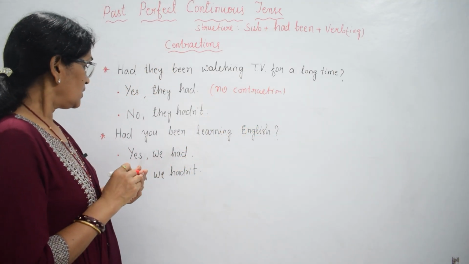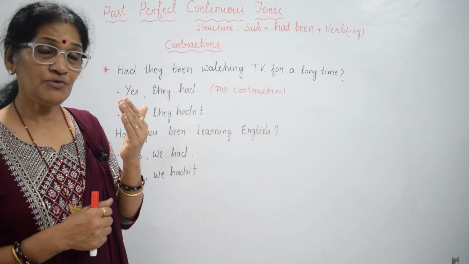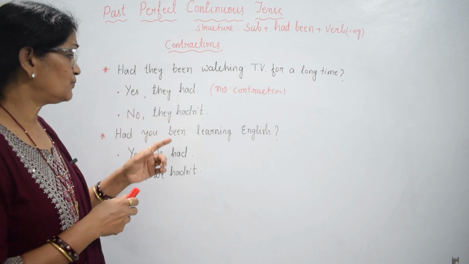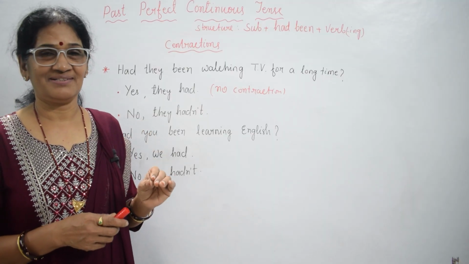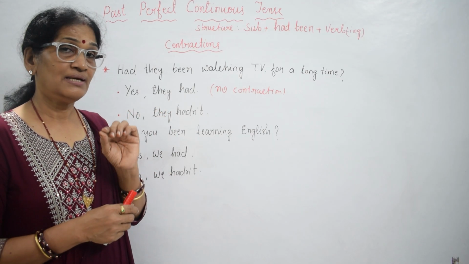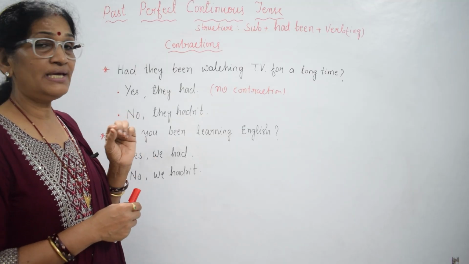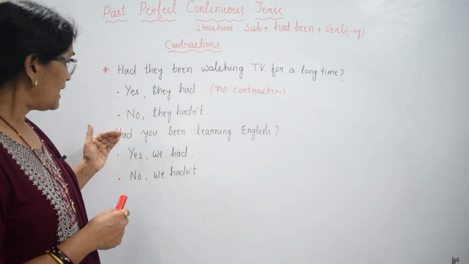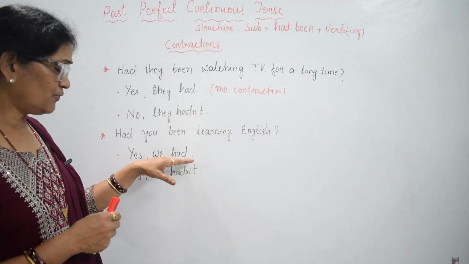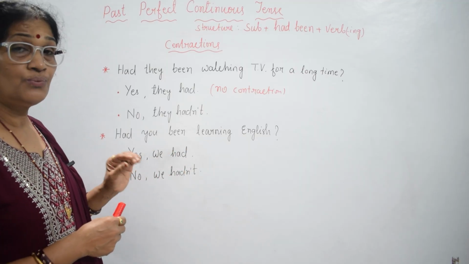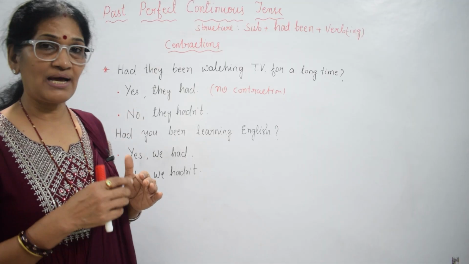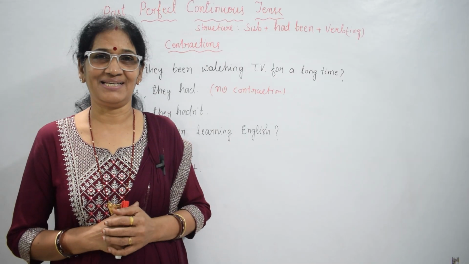Okay. If our answer is no, no, they hadn't. We can't use the full form here. That means no, they had not. This is the wrong answer. No, they hadn't. Okay. Had you been learning English? Yes, we had. Full way. No, we hadn't. Okay. We use contractions when answering in our conversational English.